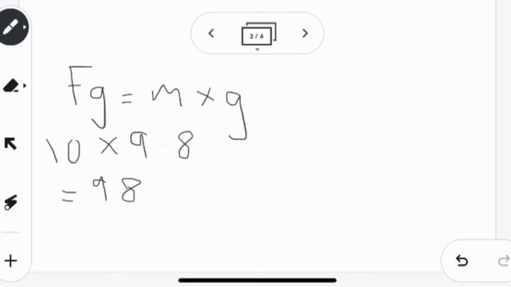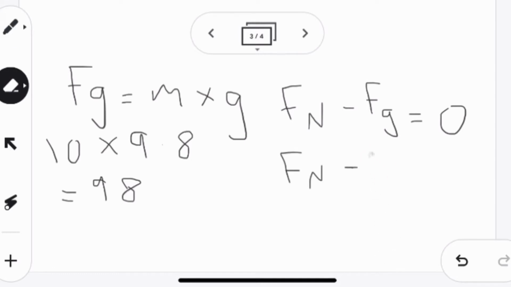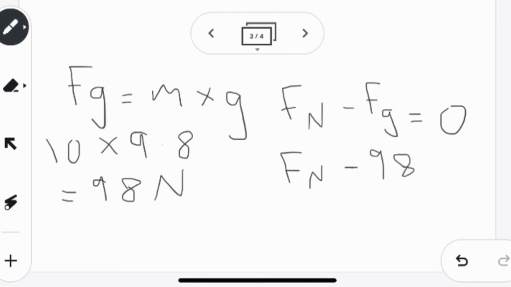And now to find the normal force, we will subtract normal force from gravitational force equals to 0. Then we'll substitute minus 98 Newton equals to 0. Now to solve this, we'll move this to the other side, which will make normal force 98 Newton.